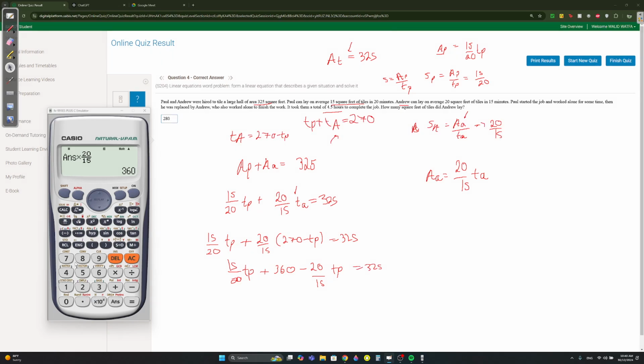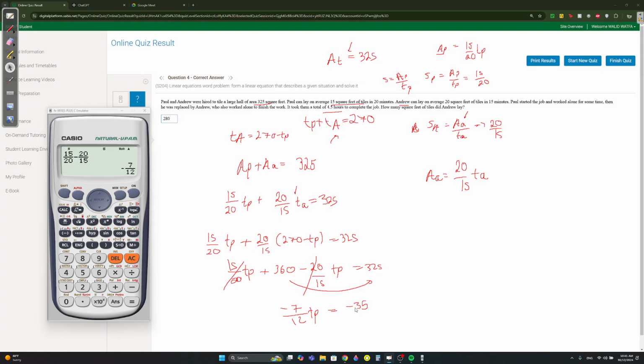15 over 20 minus 20 over 15, you get minus 7 over 12. So minus 7 over 12 TP is equal to what? Take 360 to the other side. We cancel this with this. Take 360 to the other side. You're going to get minus 35.